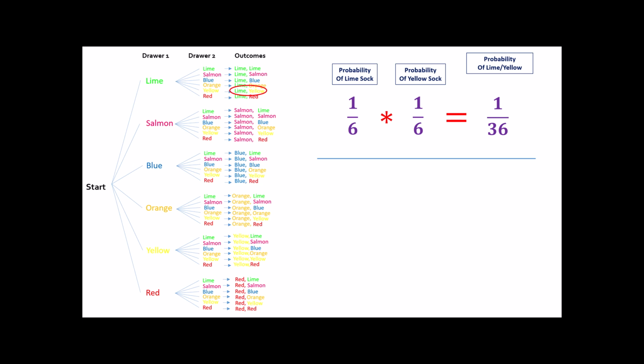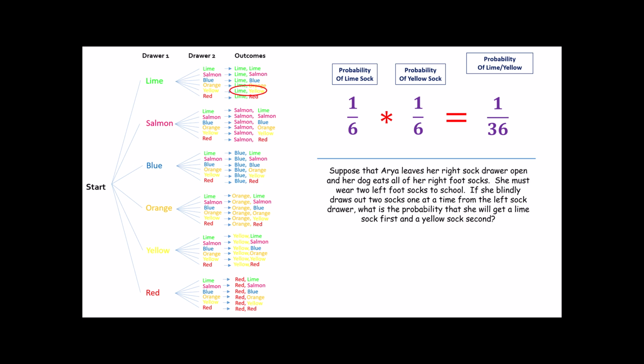I want us to look at this just a little bit differently for a moment. Suppose that Aria leaves her right sock drawer open and her dog eats all of her right foot socks. She must now wear 2 left-footed socks to school. If she blindly draws out 2 socks one at a time from the left sock drawer, what is the probability that she will get a lime sock first and a yellow sock second? So we're changing the story now. Instead of having drawer 1 and drawer 2, she's going to be drawing from drawer 1 and from drawer 1 again.